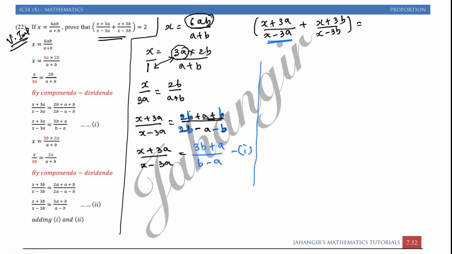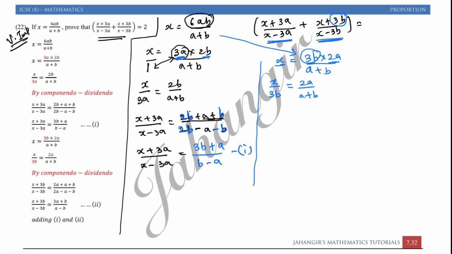Now same thing from this part I will make the second fraction. For the second fraction what I need is 3b. In the same way I will write x is equal to 3b into 2a. This 6ab can be written as 3a into 2b in the first part, and in the second part 3b into 2a, whole upon a plus b. So 3b I can shift to the other side. I will get x upon 3b is equal to 2a upon a plus b.